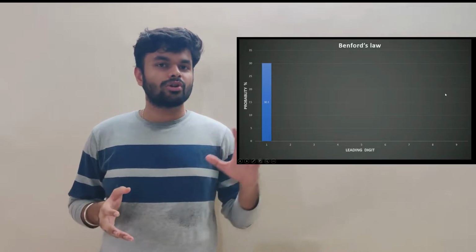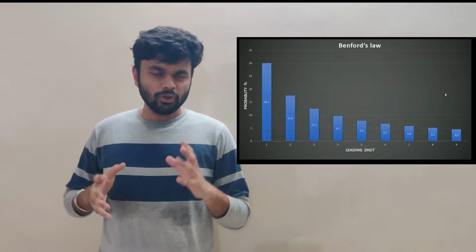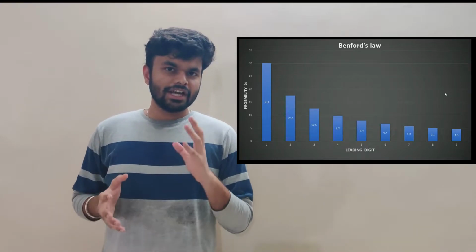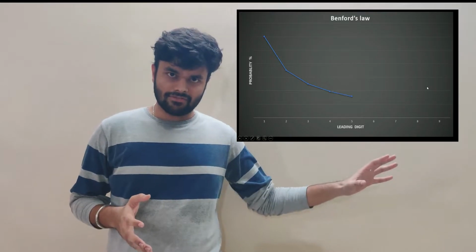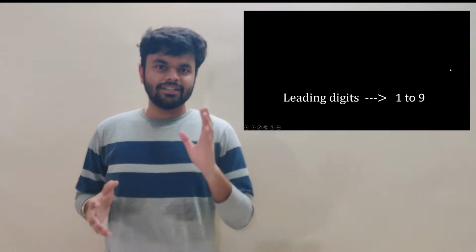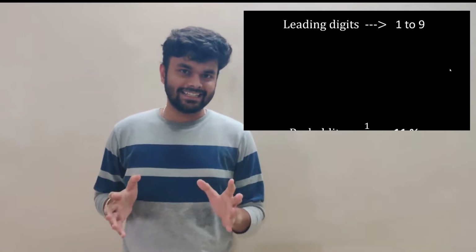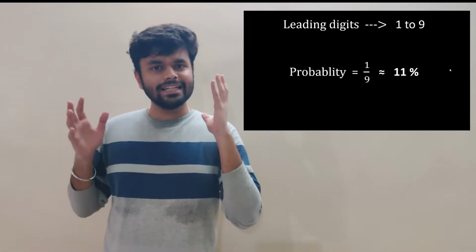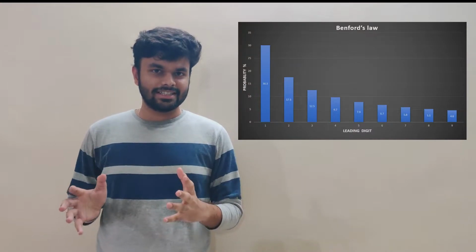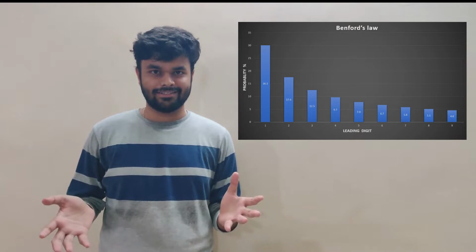Benford's law states that the probability that a leading digit is 1 is 30% and the probability goes on decreasing subsequently and 9 has the least probability. Now due to this gradual decrease in the probability, we see a curve in the graph. This is strange because if there are 9 leading digits, the probability of picking any digit at random should be equally likely, which is 1 by 9, approximately 11%. But that's not what we see. We see that 1 appears 1/3 of the time, which is 30%.